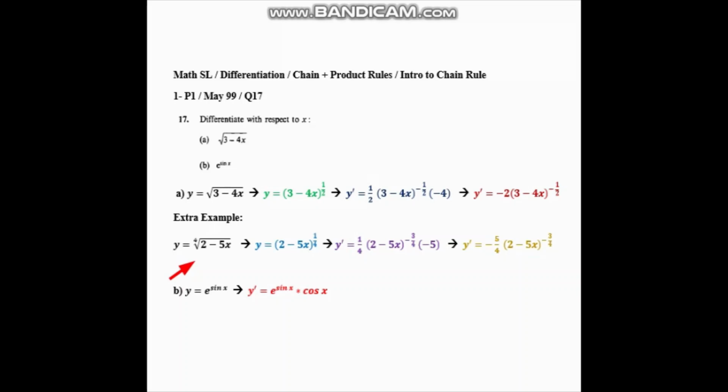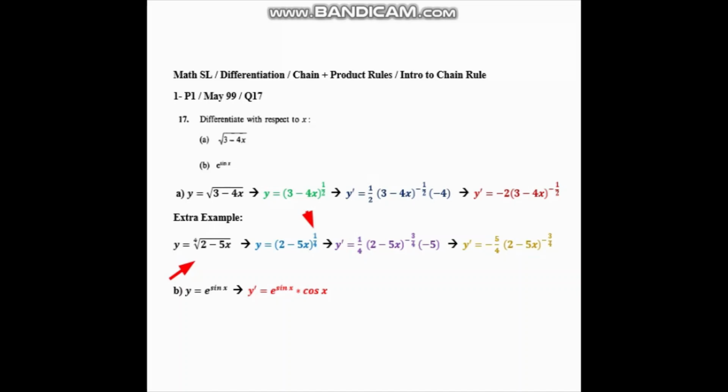There is an inner function and an outer function. So first, I rewrite this as an exponent instead of a root. The fourth root becomes power 1 over 4. So I have not differentiated yet. The blue equation is still y and not y dash. Watch out. So y equals 2 minus 5x to the power of 1 over 4.